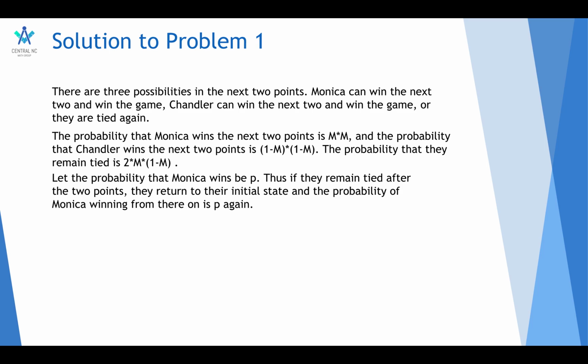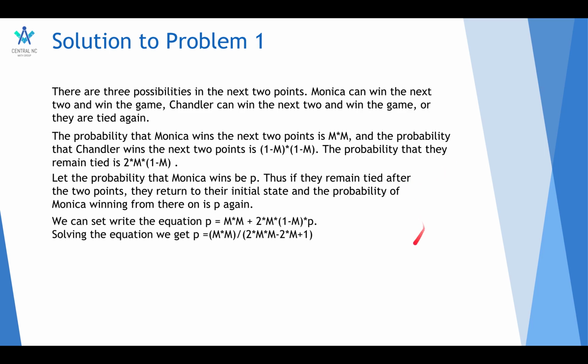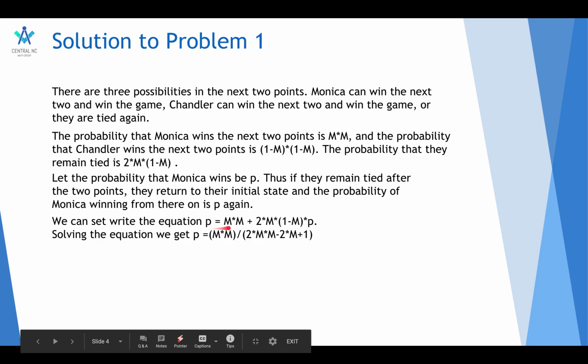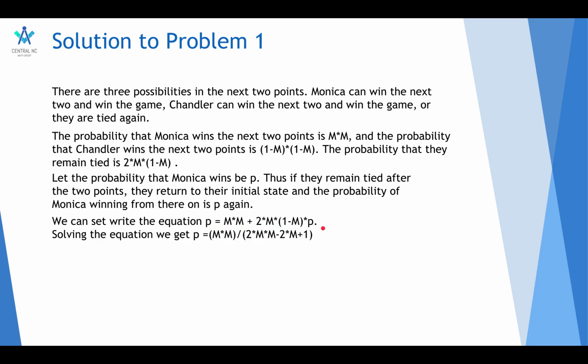So what we'll do is let the probability that Monica wins be p. If they remain tied after the next 2 points, they come back to the initial state, and the probability Monica wins from there is p again. As a result, we can get the following equation. p equals m squared, where m squared is the probability Monica wins the next 2 points, plus 2 times m times (1 minus m), that's the probability they remain tied after the next 2 points, and you multiply that by p, because there's a probability of p Monica wins from the tie on.